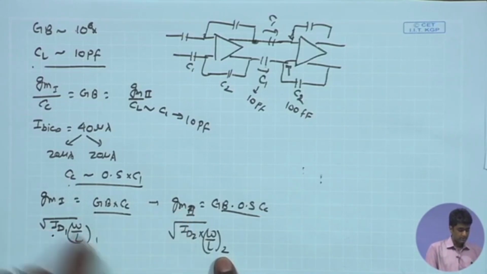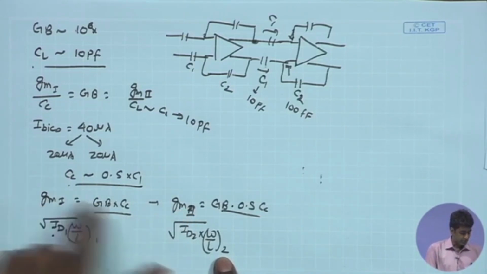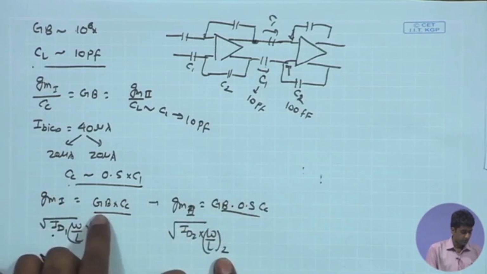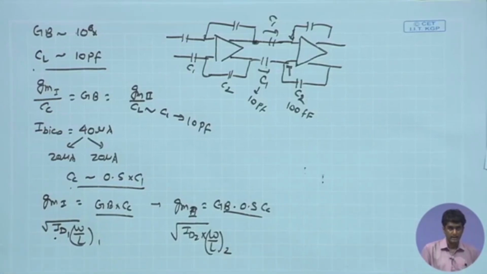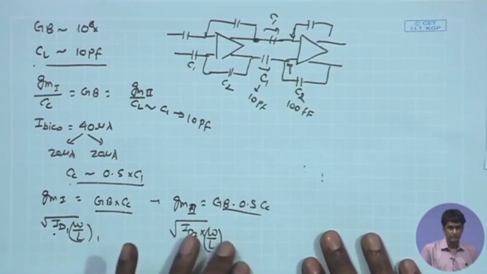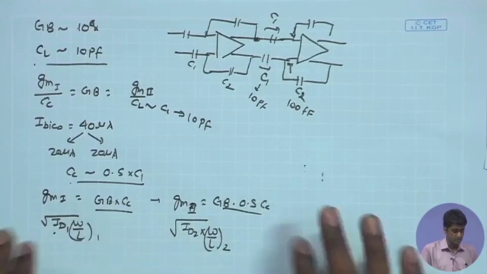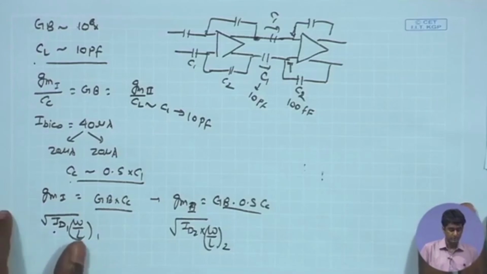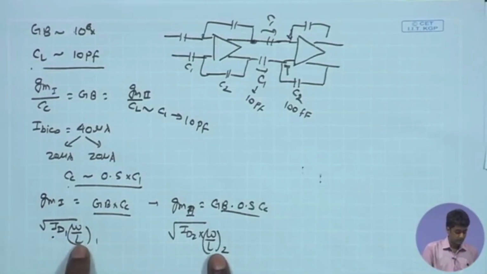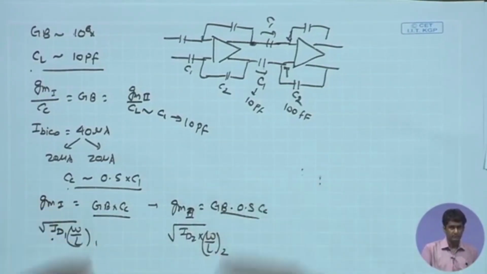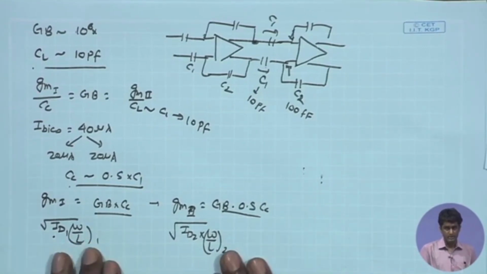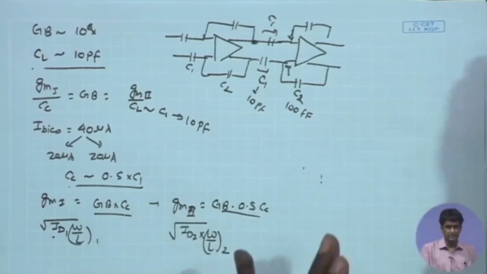So, W by L of the first stage, since it is just double that of the second stage, I would need 4 times larger W by L over there to meet the criteria. So, that is giving me the information of W by L for the input device of the first stage and input device of the second stage. So, this is the W by L ratio. We have not yet determined the W and the L, but at least the W by L ratio estimate is here for the input devices of the first stage and the second stage.